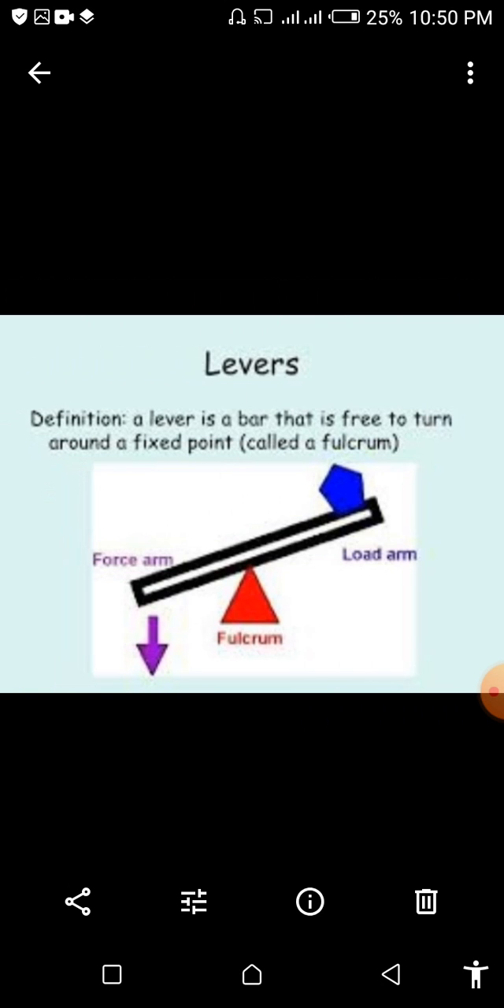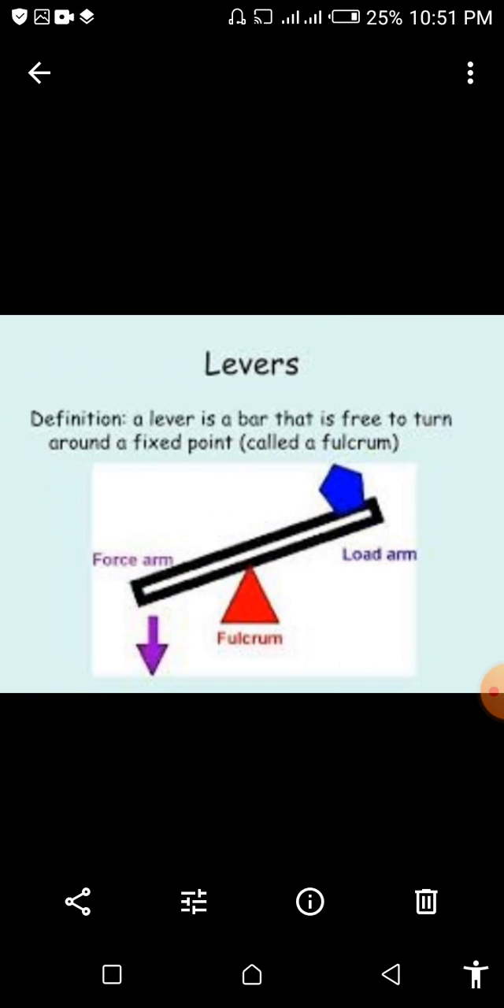Clear? So a lever is a rigid rod that rests on a fixed point, and that fixed point is called fulcrum or pivot, and the lever helps to move the load. And the object that we want to move is called load, and the force that we apply on the lever is called effort.